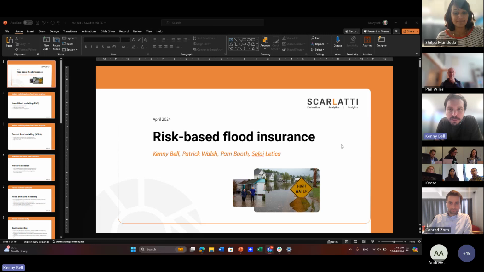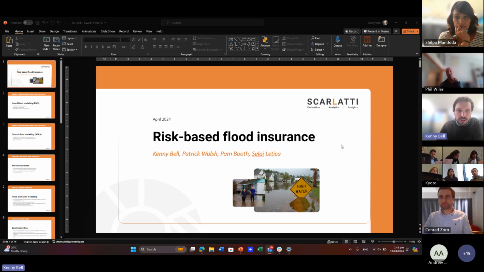So I'm going to be talking about risk-based flood insurance. So what does that mean? People have insurance on their homes, residential insurance, and for the most part, until very recently, the flood component of that was basically the same across lots of different properties and not really related to a dwelling's individualized risk. Risk-based flood insurance uses modeling to really localize that risk and price flood insurance accordingly.